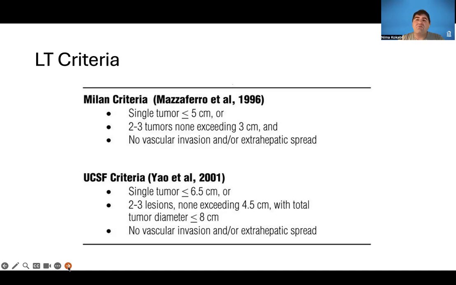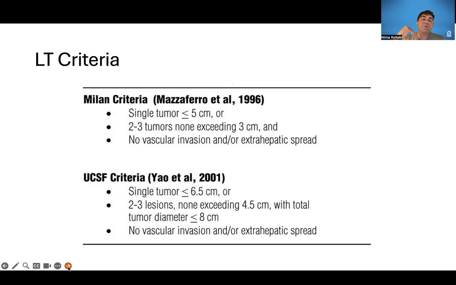There is a new variation with more liberal criteria called the UCSF criteria, which goes beyond the Milan criteria, with a single tumor of less than 6.5 centimeters instead of 5 centimeters, and up to 3 lesions, with none of them exceeding 4.5 centimeters. Again, in the absence of vascular invasion or extrahepatic disease.